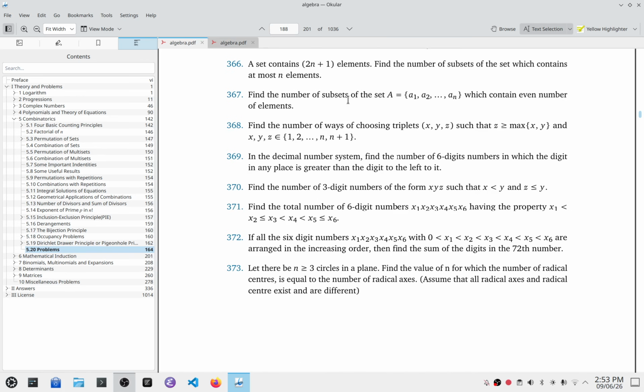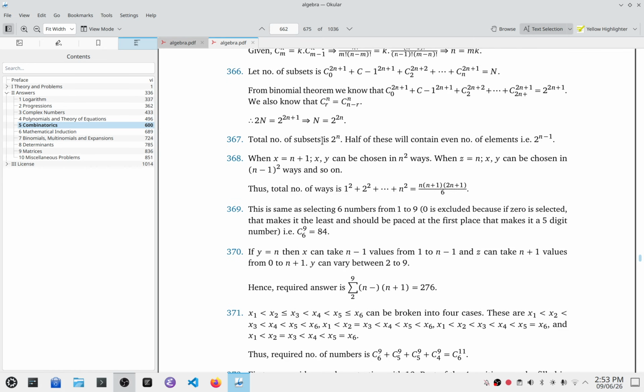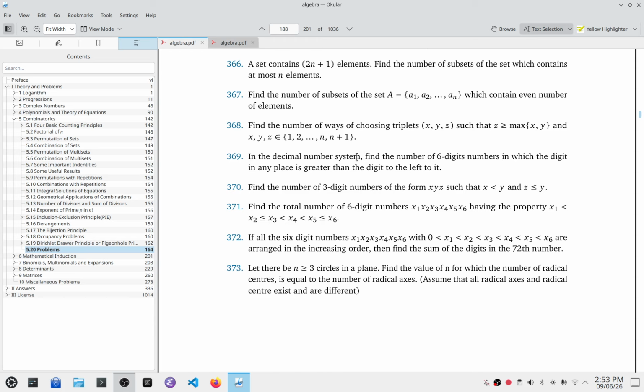Question 367 says: find the number of subsets of the set A1 through An which contain an even number of elements. The total number of subsets is 2 to the power n. Half of these will contain an even number of elements, that is 2 to the power n minus 1.